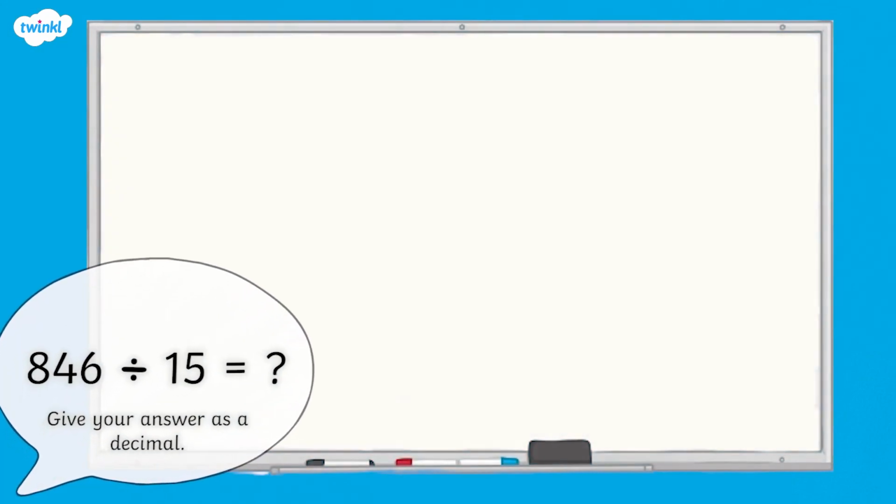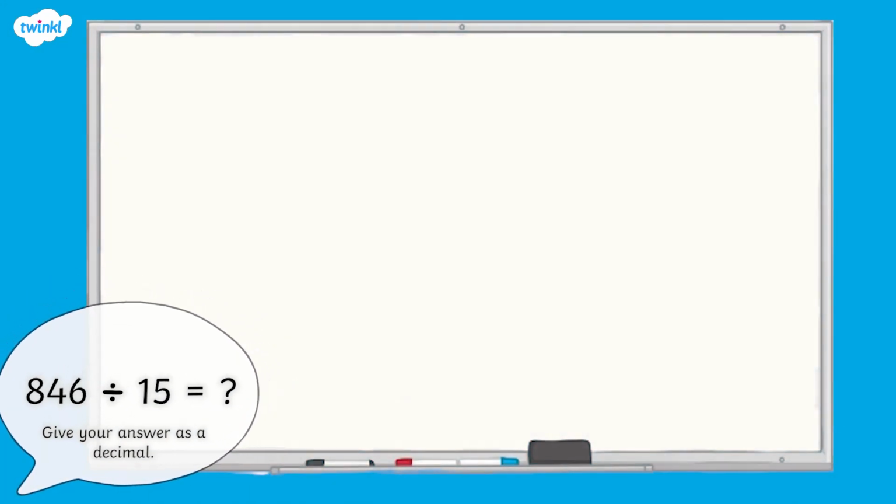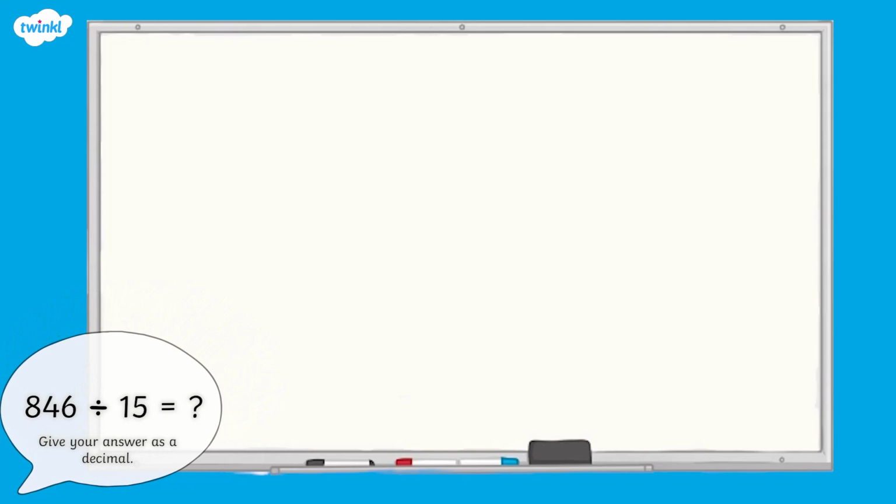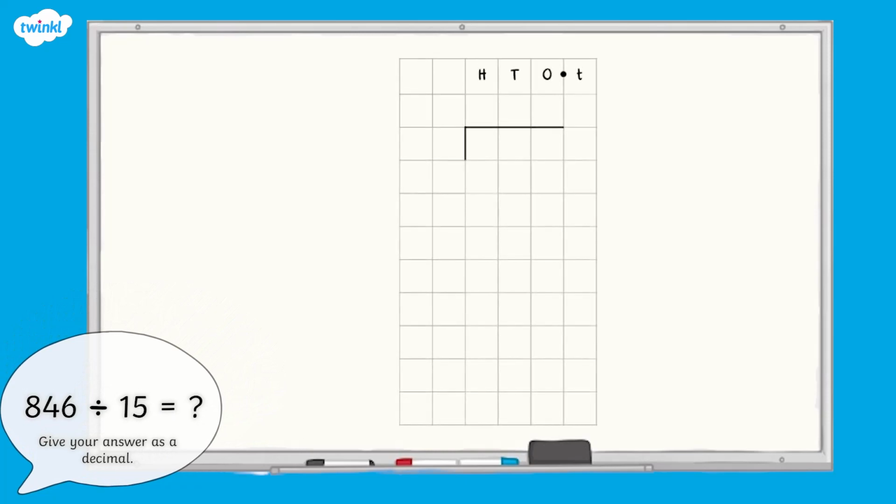Now it's your turn. Let's work through the method step by step. You can unpause after each step to make sure that you're on the right track. Divide 846 by 15, giving your answer as a decimal. How would we set this out as a long division calculation? Pause here and have a go using squared paper to help line up the place value columns if you can.